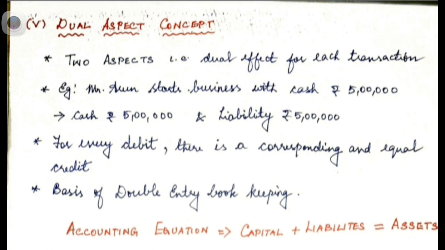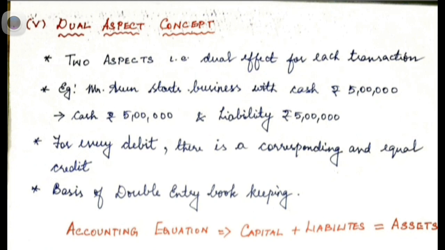For example, Mr. Arun starts business with cash of rupees 5 lakhs. Here you can see that two transactions are actually taking place, though it is only one. One is cash of rupees 5 lakhs coming into the business, and secondly, there is also a liability arising to the extent of the same rupees 5 lakhs. So this is the example for the double aspect or dual aspect concept.